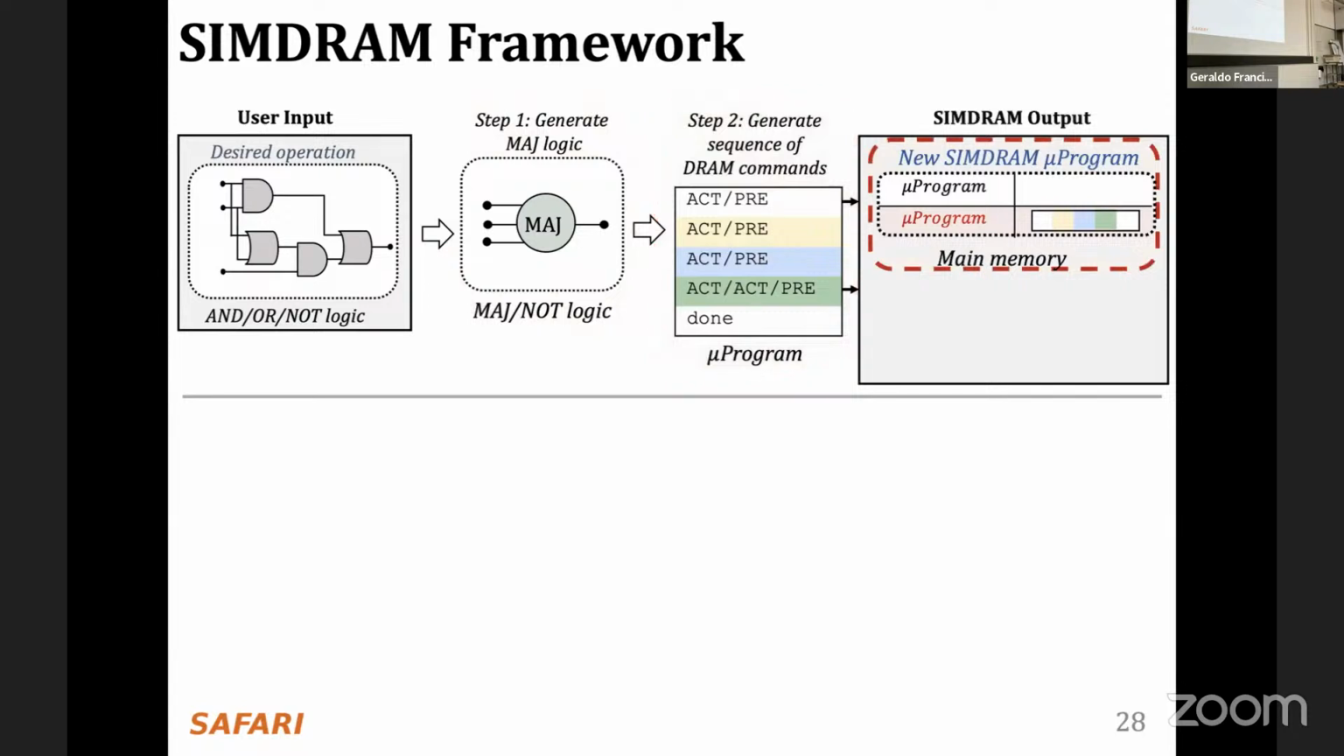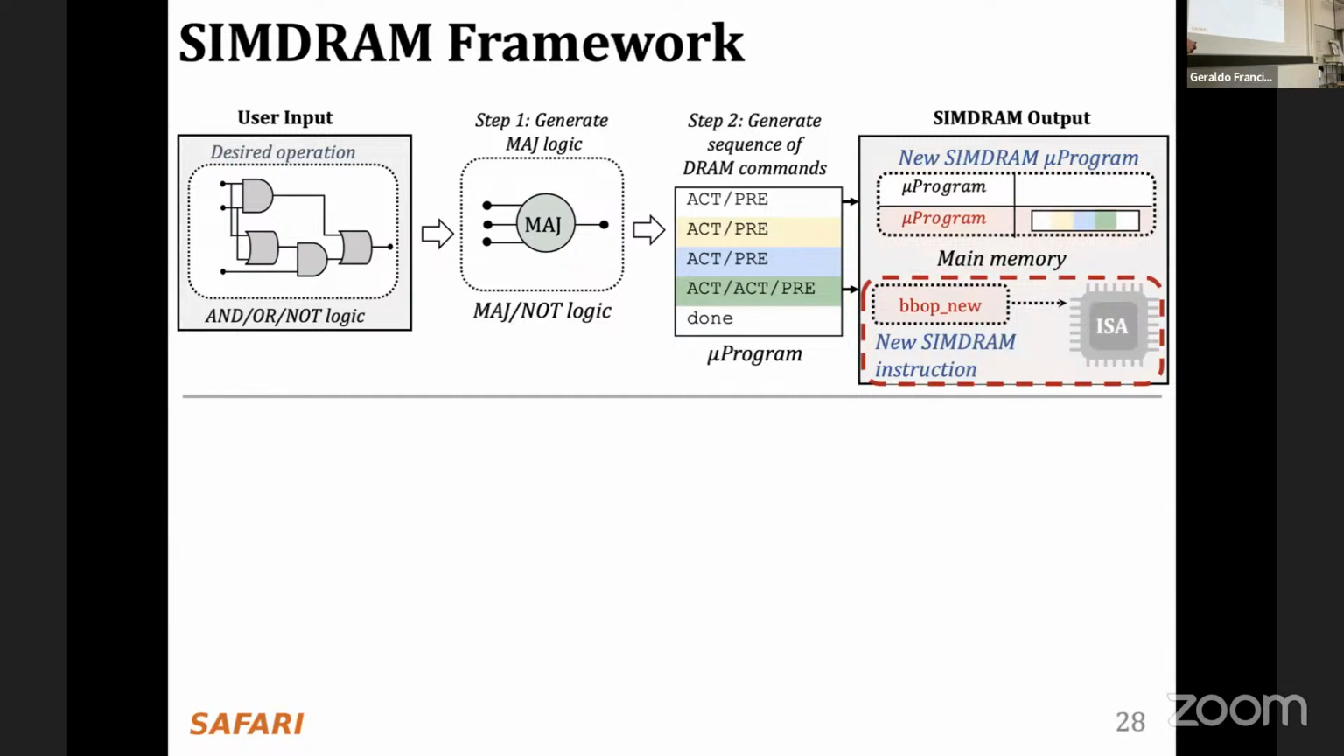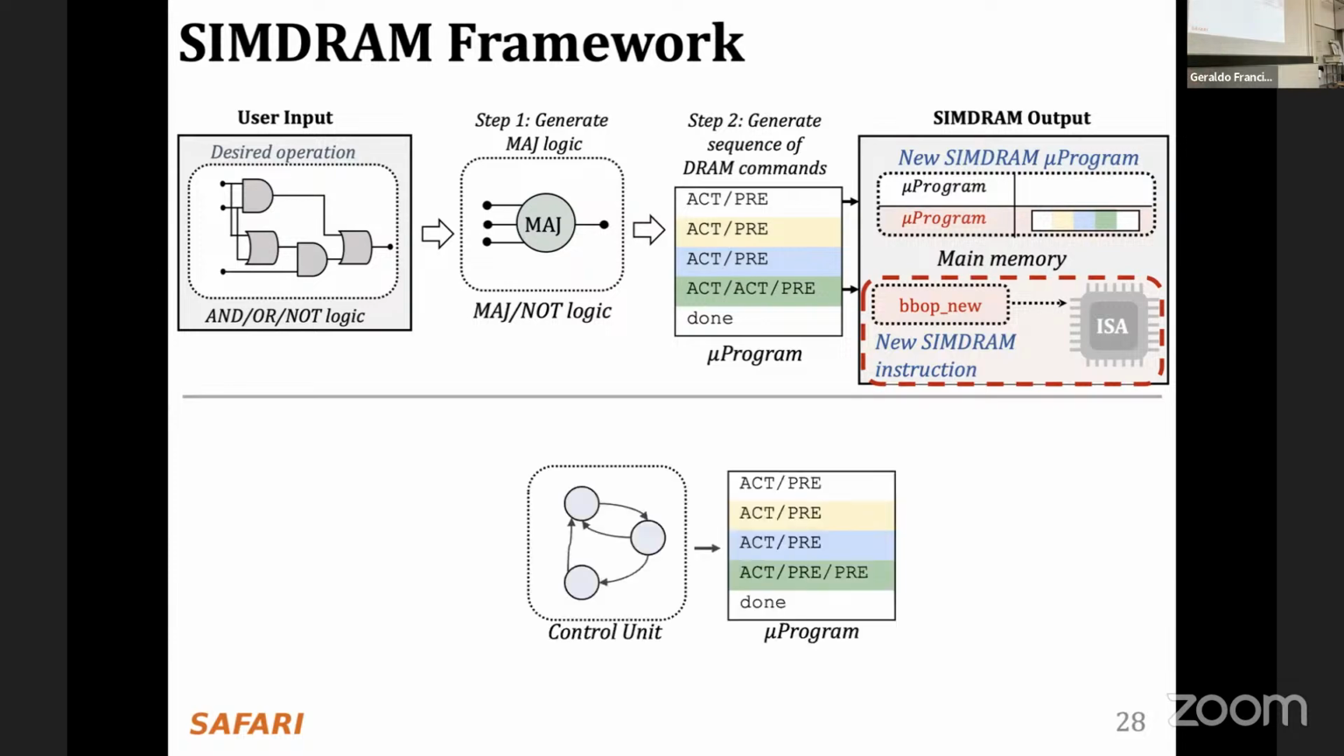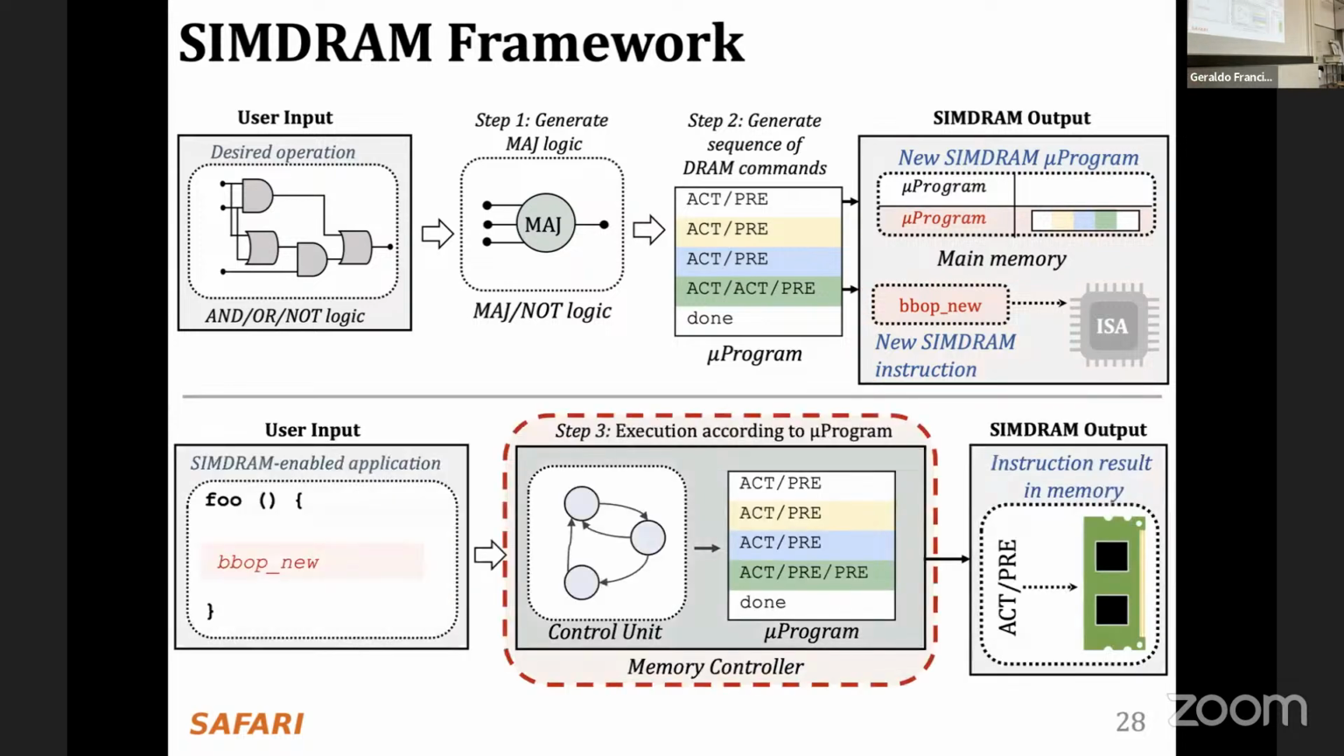In the end, the microprogram is stored in memory for future use and added to the CPU ISA so that the programmer can instantiate this new operation in DRAM. During runtime, the user enables SimDRAM by using these new ISA instructions explicitly in the code. And then we design a control unit inside the memory controller of the processor that is going to fetch the microprogram for this particular operation and dispatch the sequence of DRAM commands in the microprogram to the DRAM module itself, so you can perform the computation efficiently.